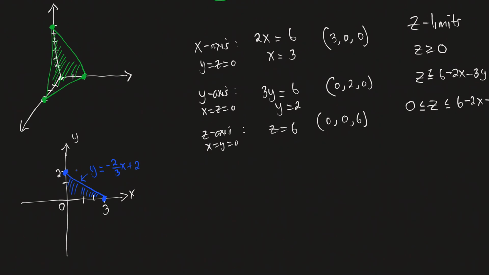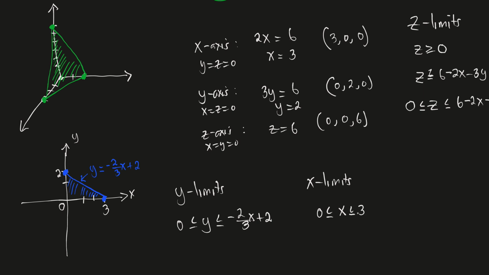So let's now get the limits for y. So here are our y limits. So y goes from the x-axis, which is 0, up to the blue line, which is negative 2/3 x plus 2. So it's 0 less than or equal to y, which is less than or equal to negative 2/3 x plus 2. And then our x limits now are going to be constants, and x goes from 0 to 3.